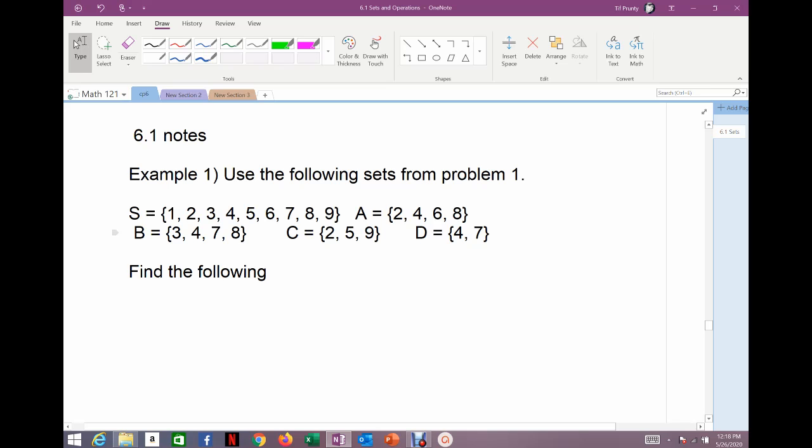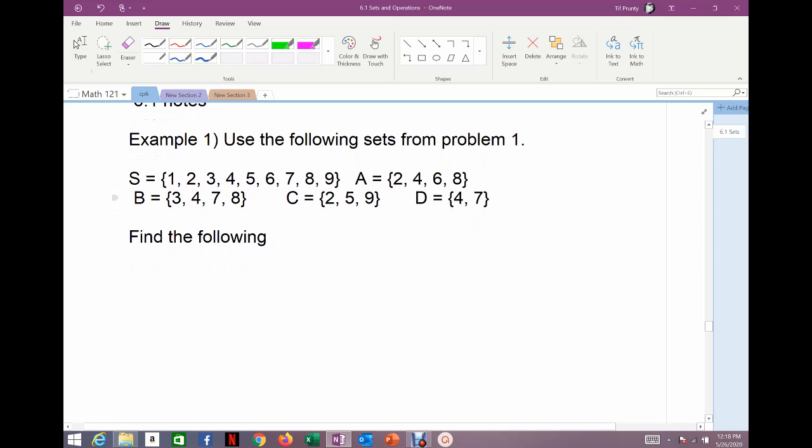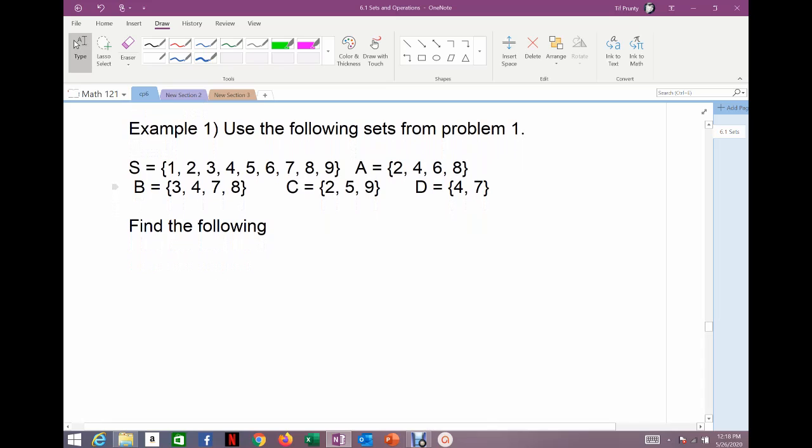Alright, so this is the last video for the 6.1 notes. This is just practicing what we talked about last video, which are unions, intersections, and complements, and doing them in application context. The first example here uses the same sets that I used in problem 1.